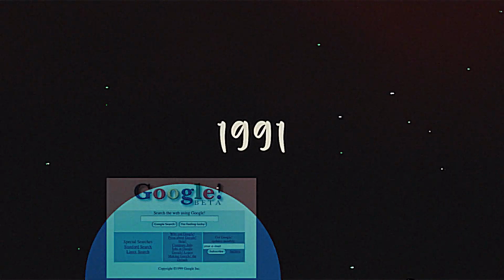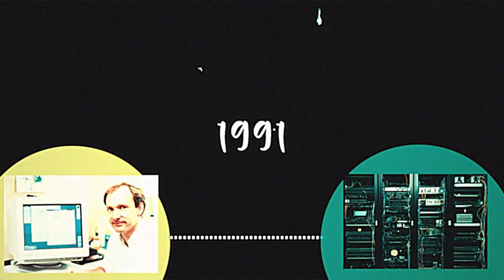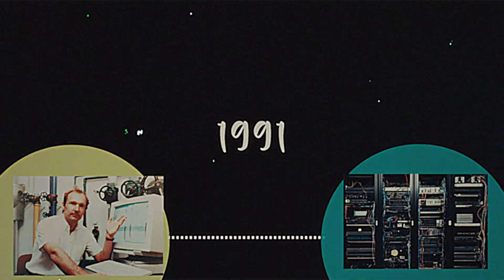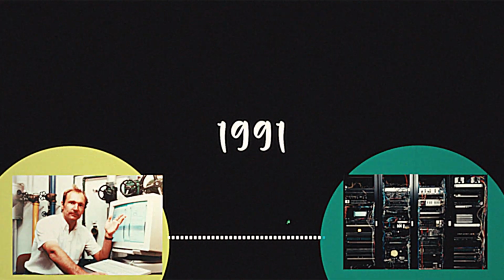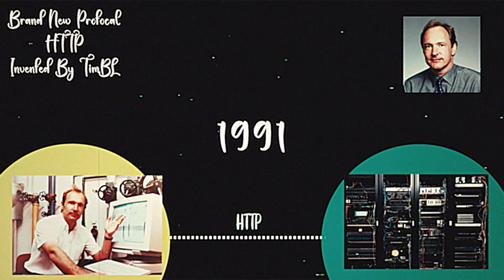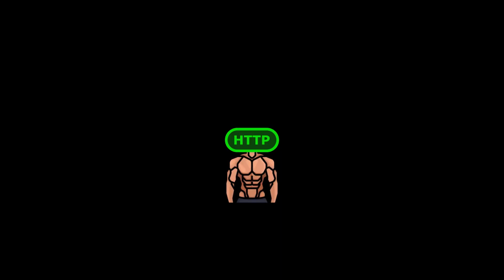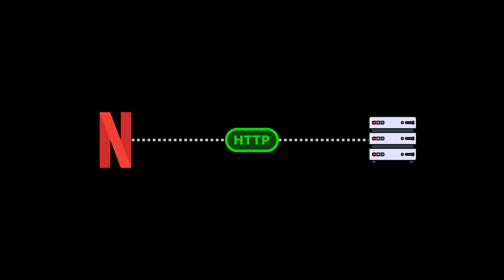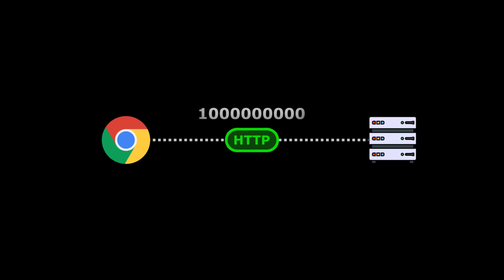Imagine it's 1991. The web is just a tiny experiment. A scientist sends the very first request to get a simple web page from a server. That single request used a brand new protocol he invented, HTTP. Today, the same protocol, though much more powerful, is responsible for streaming movies, powering global apps, and delivering trillions of requests a day. Let's go back to basics and understand the protocol that literally built the internet.